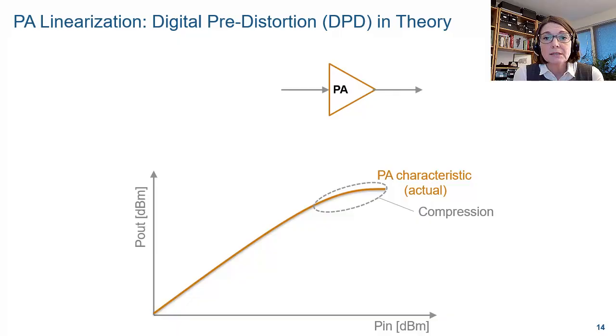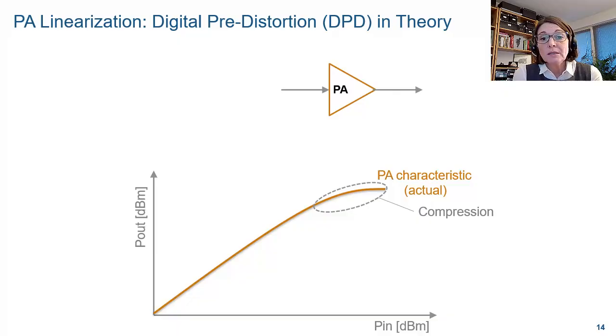In power amplifiers, the output power of the signal increases linearly as a function of the power of the input signal and proportionally to the gain until the amplifier enters compression. At that point, the output power saturates, and this means that we have spectral regrowth and distortion, which are in general undesirable because they decrease the quality of the transmitted signal. At the same time, operating in compression is desirable because it maximizes efficiency. So we have two contrasting requirements.